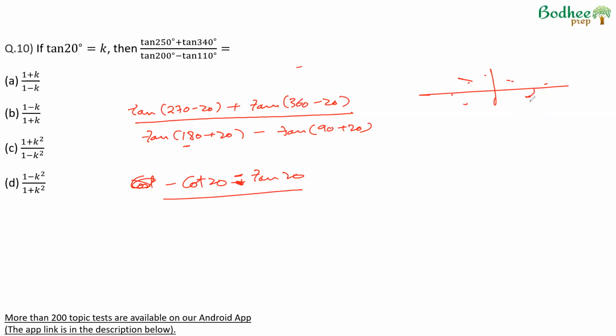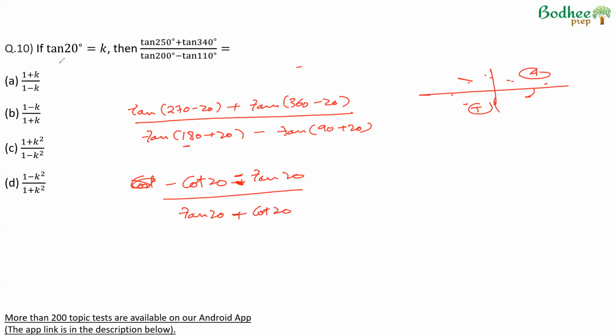360 minus 20 is in the fourth quadrant. Tan is positive here and here. In the third quadrant, this will be positive, 180 plus 20. So this will be tan 20 minus 90 plus 20. 90 is an odd multiple. Second quadrant, so negative plus cot 20.